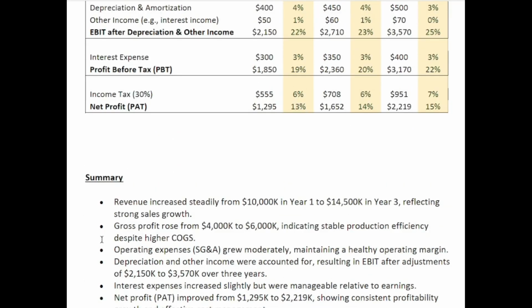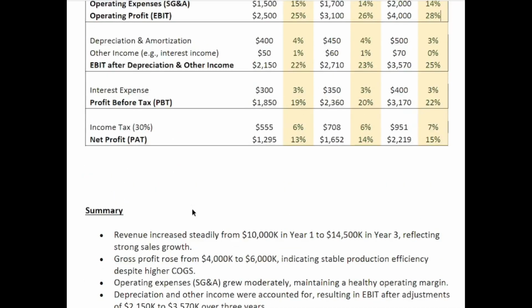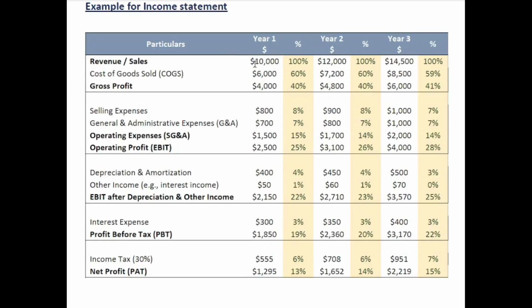This is the same analysis or summary we discussed now. The sales have grown from 10,000 to 14,500, and the GP has grown from 4,000 to 6,000. The operating profit has also grown from 2,500 to 400,000.